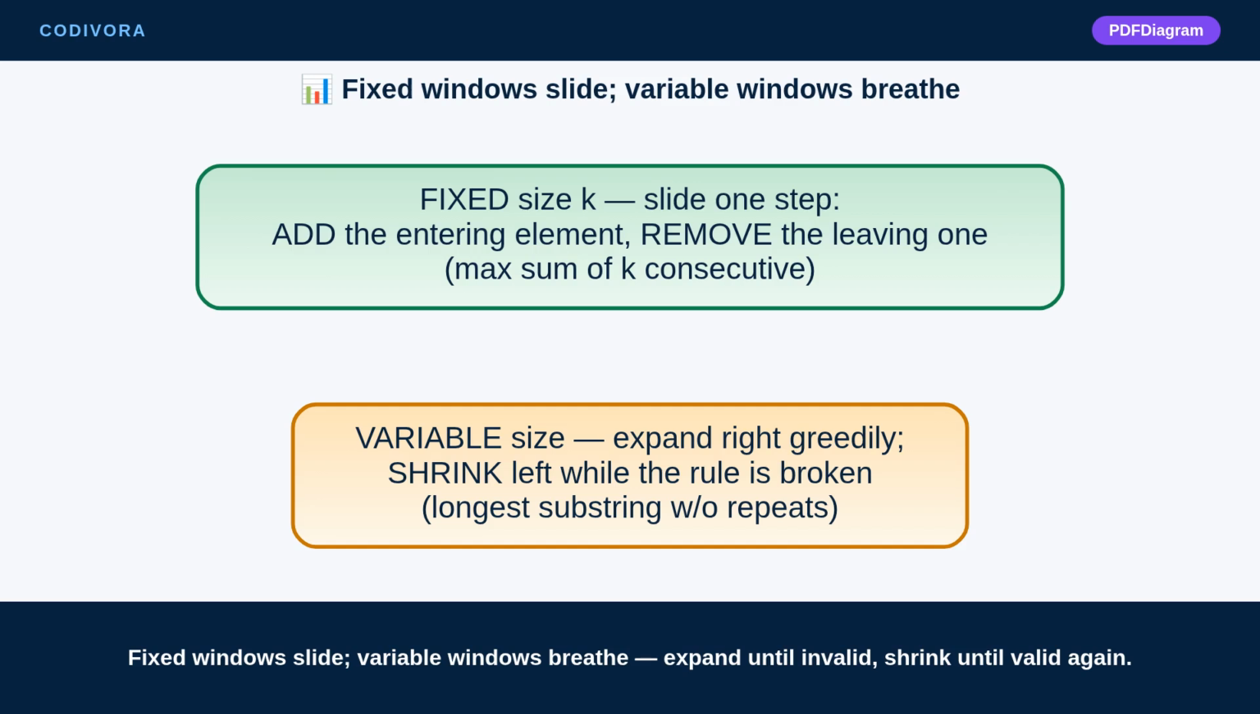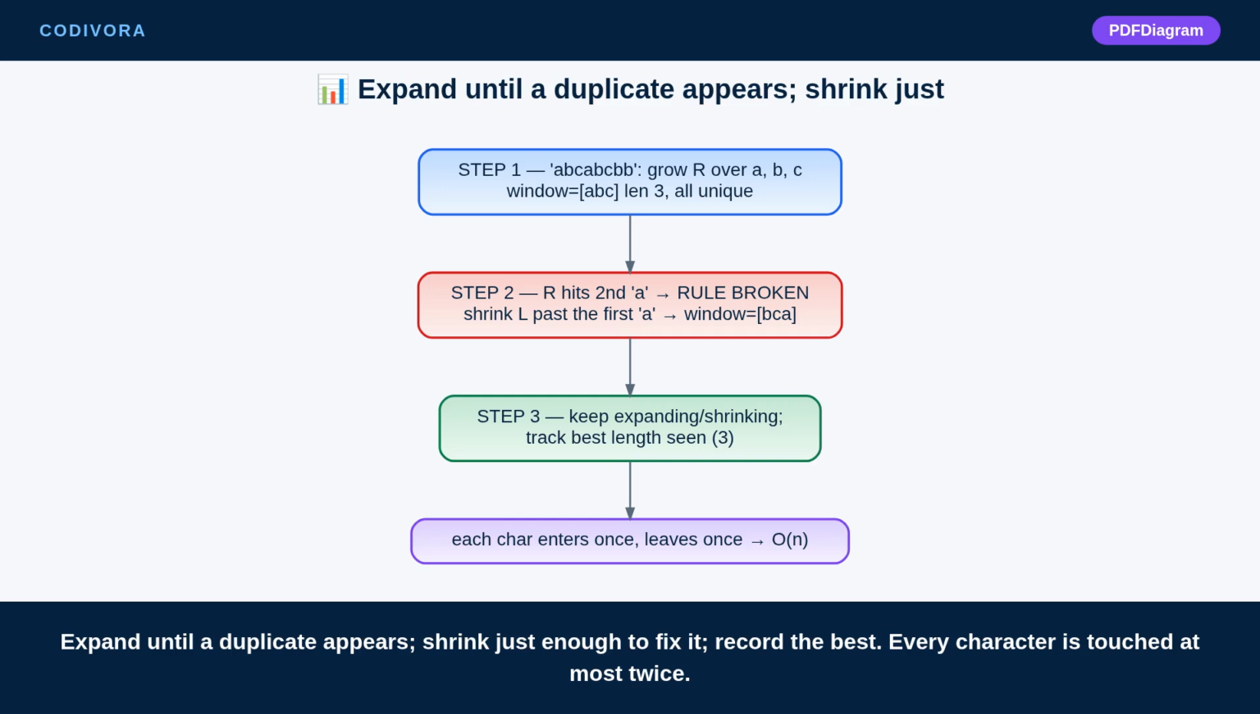Fixed windows slide. Variable windows breathe: expand until invalid, shrink until valid again. Expand until a duplicate appears, shrink just enough to fix it, record the best. Every character is touched at most twice.